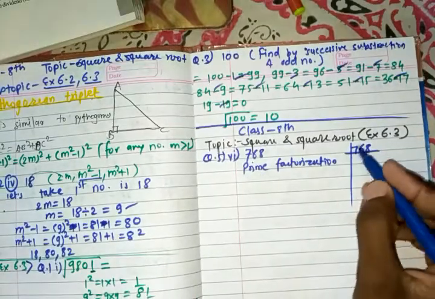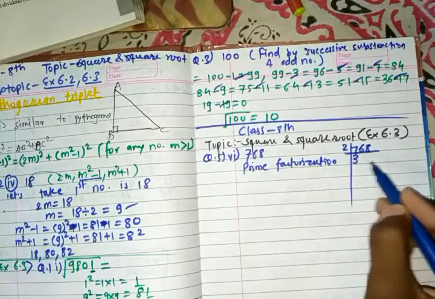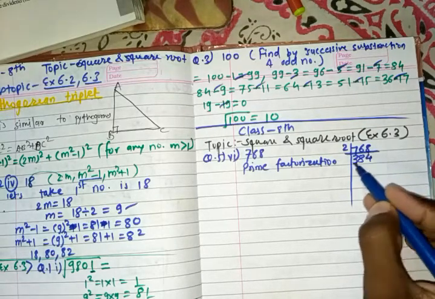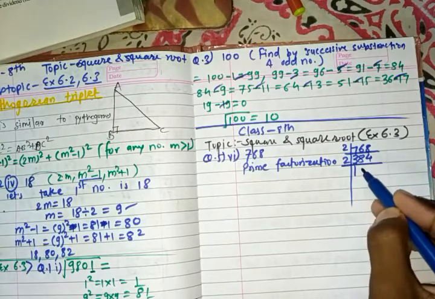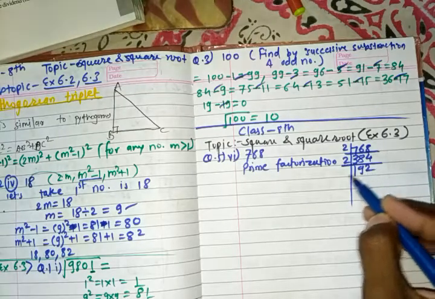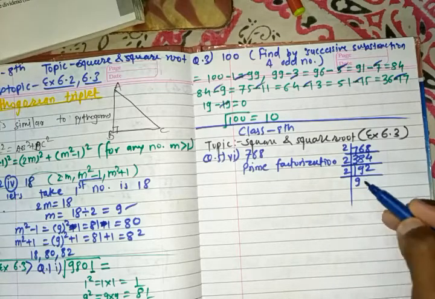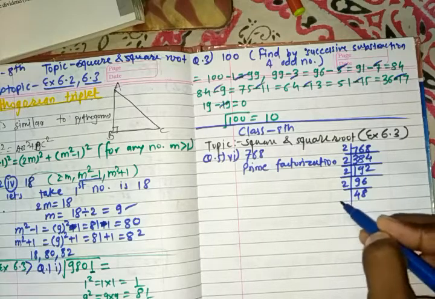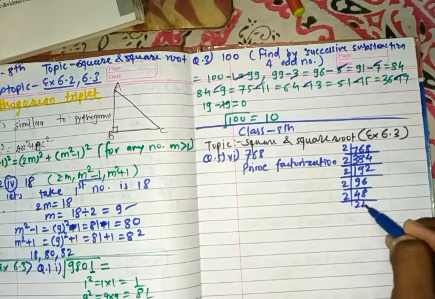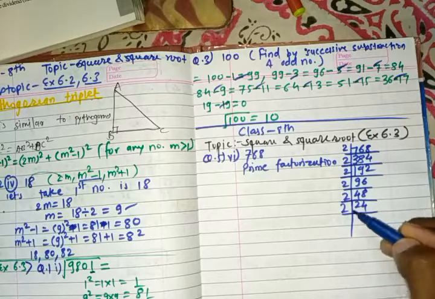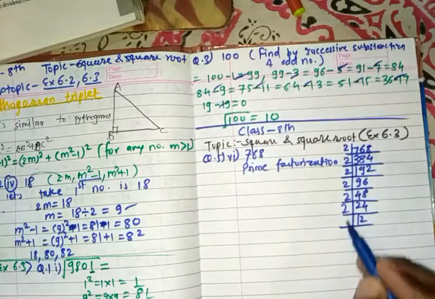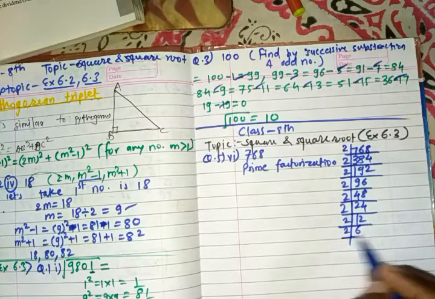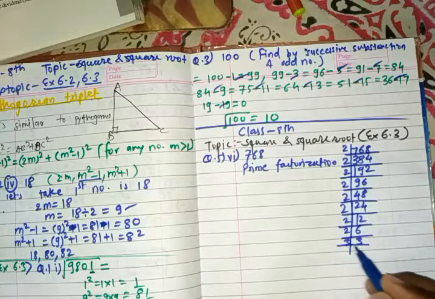So I will first find the factors. I will divide by 2. 2 3s are 6, 2 8s are 16, 2 4s are 8, 2 1s are 2, 2 9s are 18, 2 2s are 4, 2 9s are 18, 2 6s are 12, 2 4s are 8, 2 8s are 16, 2 2s are 4, 2 4s are 8, 2 12s are, 2 6s are, 2 3s are, and 3 1s are.